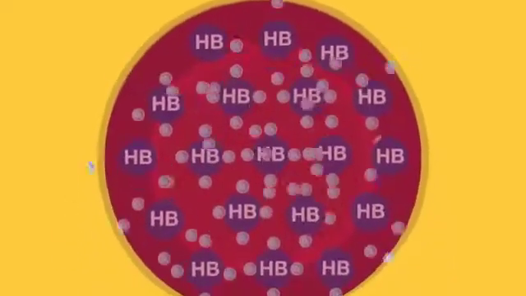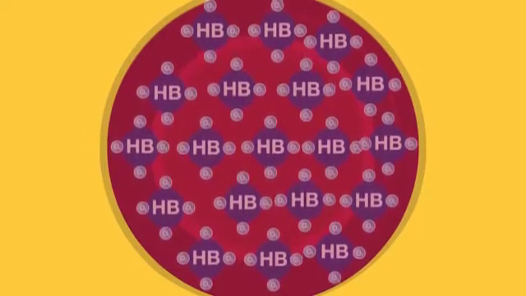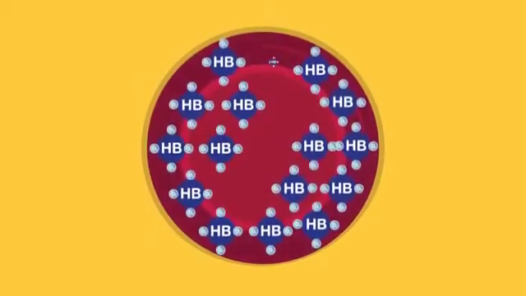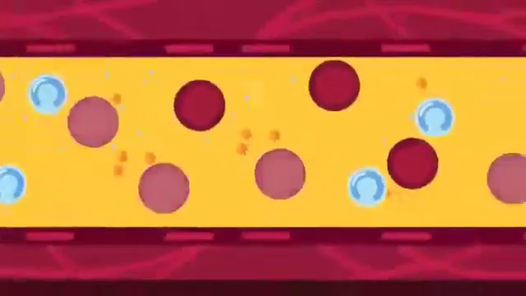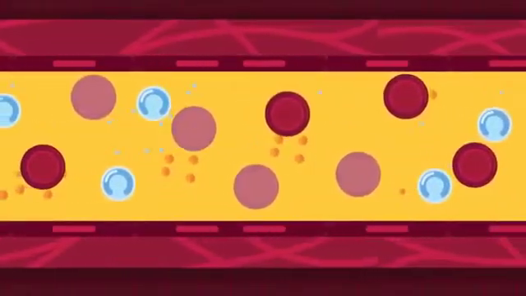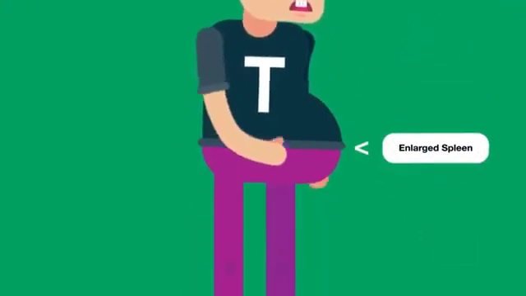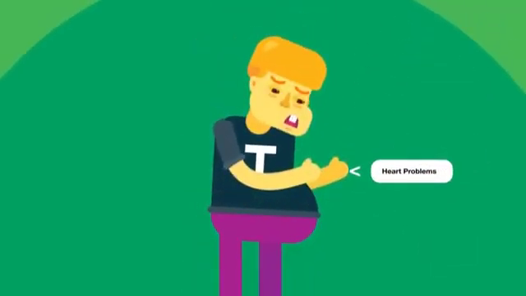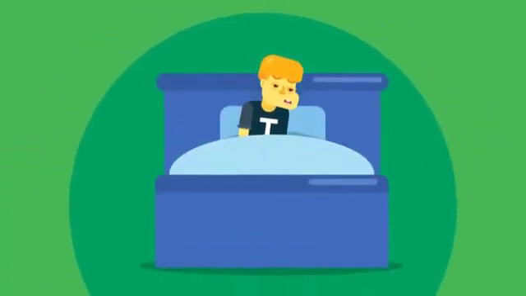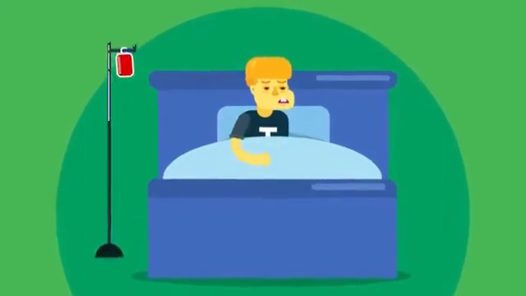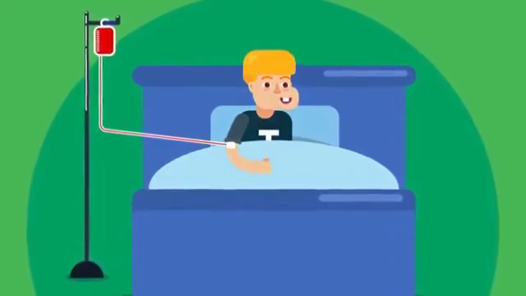Hemoglobin is the carrier molecule which carries the oxygen obtained during the process of respiration. When red blood cells do not have enough hemoglobin, oxygen doesn't get to all parts of the body. Organs then do not function properly. These disorders can result in bone deformities, enlarged spleen, heart problems, growth and developmental delays in children. People who suffer from thalassemia need to undergo regular blood transfusions to maintain healthy RBCs and hemoglobin levels in the body.